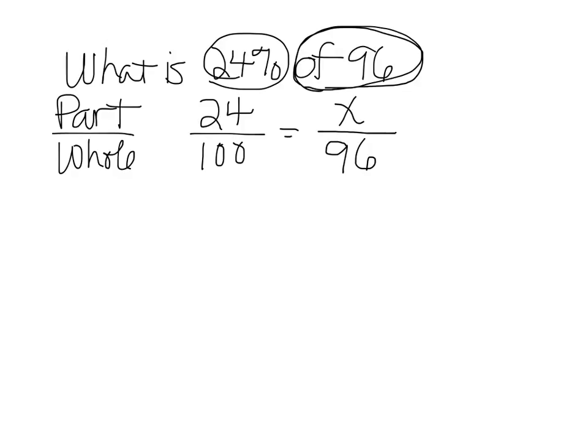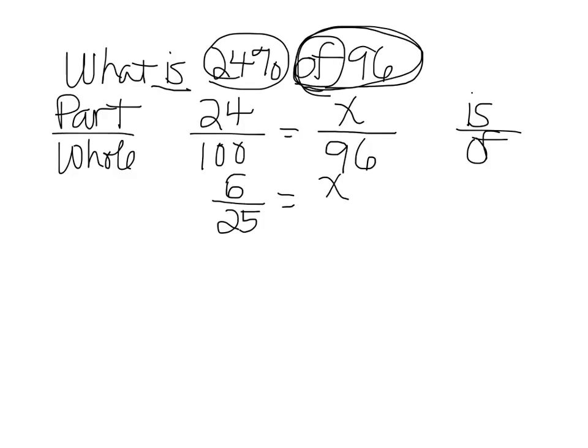In other words, the number that is going to be the part, and the number that is out of is the whole. So we know how to do this now. It's a proportion. Of course, it's always easiest if I can reduce my fraction, especially if I don't have a calculator nearby. So notice that this is the same as 6 out of 25 is x out of 96.